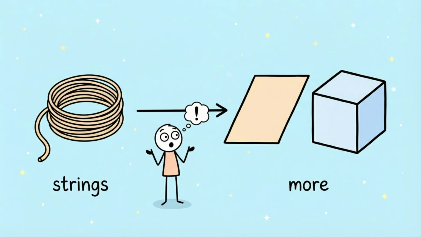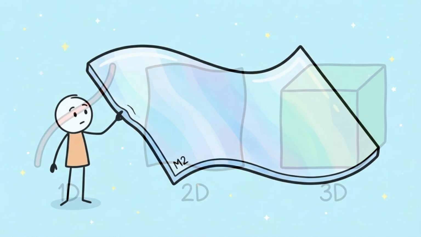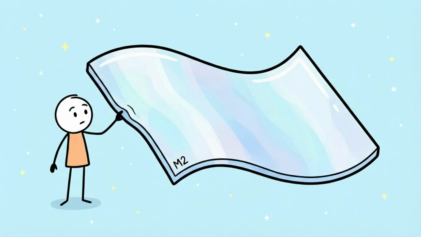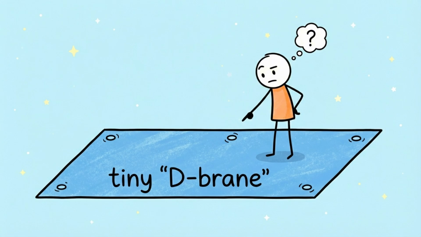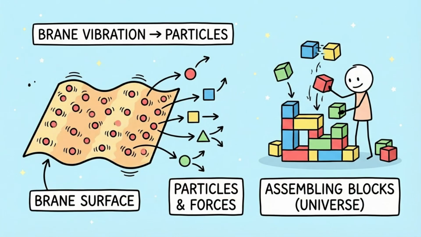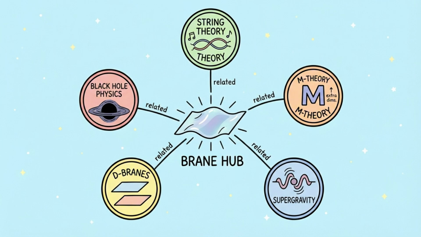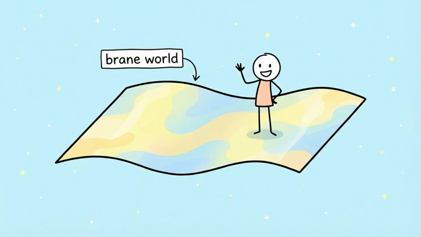And this is where strings stop being the whole story. In M-theory, the fundamental objects include not only 1D strings, but also higher dimensional branes. The 2 celebrity examples are the M2 brane, a membrane, and the M5 brane, a 5-dimensional brane. In the string theory family, you also hear about D-branes, surfaces where open strings can end. Branes matter because they give you new ways to build particles and forces, and they help explain why the different string theories are related.